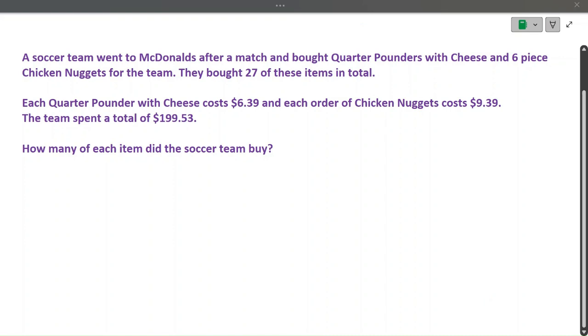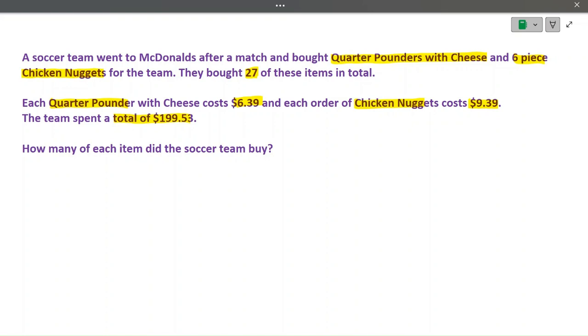So, the first thing I like to do when I'm writing equations is highlight the big pieces of information. So I'm noticing we have two different types of items that the team bought. We have quarter pounders with cheese and we have 6-piece chicken nuggets. So those are our two variables essentially for our equation. We know that in combination they bought 27 of these. Okay? We know that the quarter pounder costs $6.39. We know that the nuggets cost $9.39, and we know the total spending.